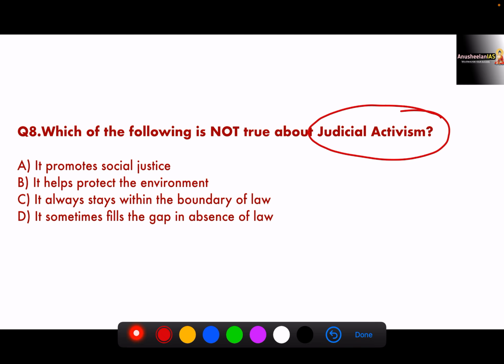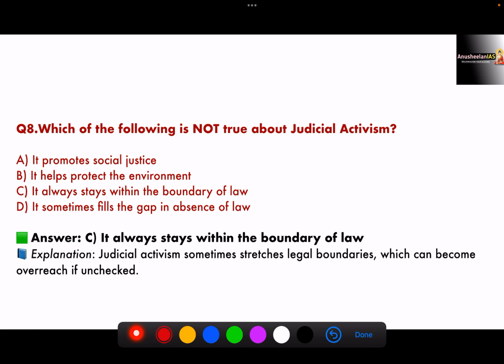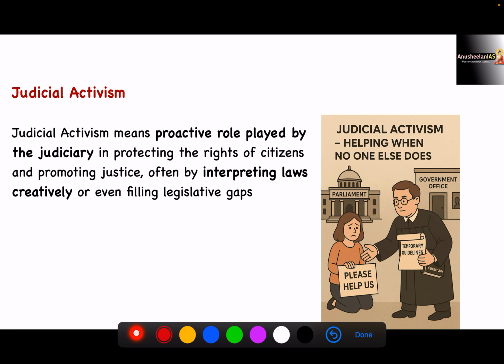One more important topic. Answer is it always stays within the boundary of law. Now let's discuss judicial activism. What is judicial activism? It means the proactive role played by the judiciary in protecting the rights of citizens and promoting justice, often by interpreting laws creatively or even filling the legislative gaps.